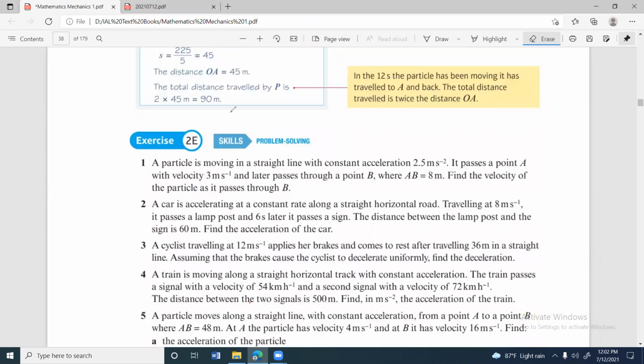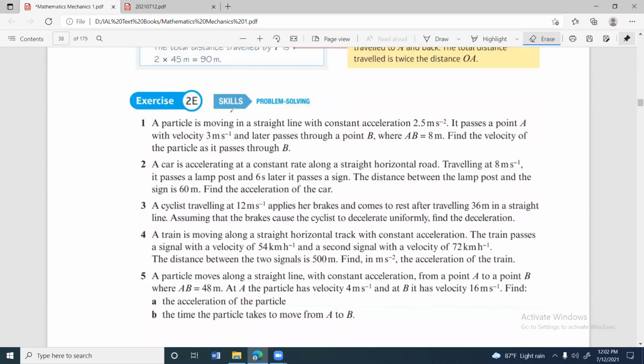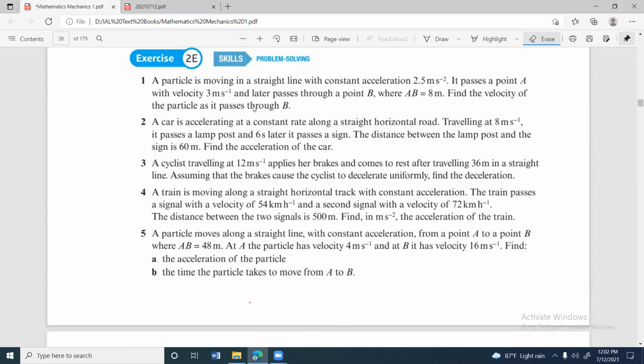Okay. Now let's start with the first question. It's in Exercise 2E. A particle moving in a straight line with constant acceleration of 2.5. It passes point A with velocity U equals 3, moving from A to B, and AB is 8. Find the velocity of the particle as it passes B.